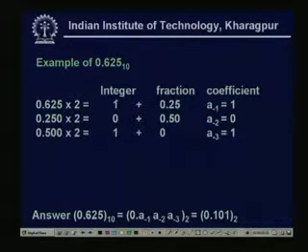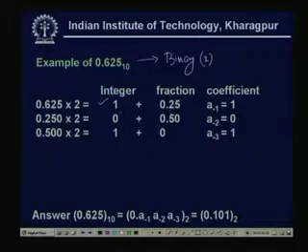So what was the rule? The rule is that it should be multiplied by the base. Here we are converting to binary, which means 2. So 0.625 into 2, what will we get? If we multiply, we get 1.25. See, this integer is 1 and the current fraction value is 0.25.